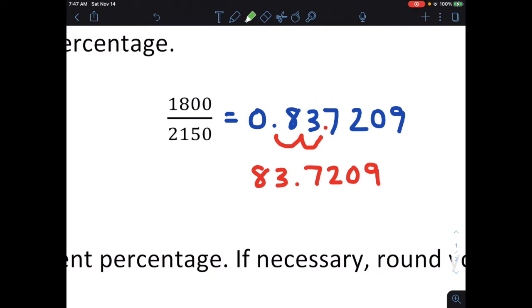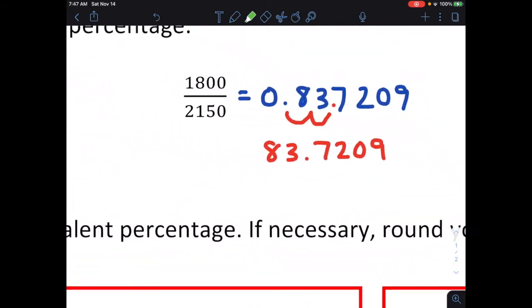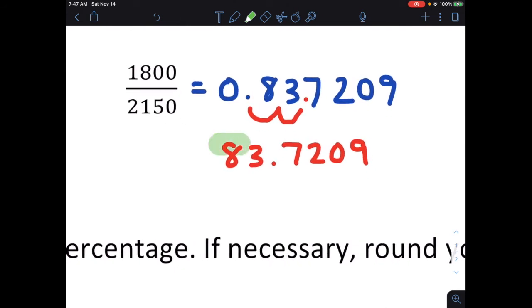What does it say down here? Round your answer so there's one number after the decimal point. So the 10th is one number after the decimal point. We're going to round until we get to that 7. Since the next number after the 7 is a 2, the 7 is going to stay the same. If that 2 were a 5, 6, 7, 8, or 9, we would increase that 7 to an 8, or round it up. But since it's a 2, we leave it as a 7, so the answer is 83.7%.